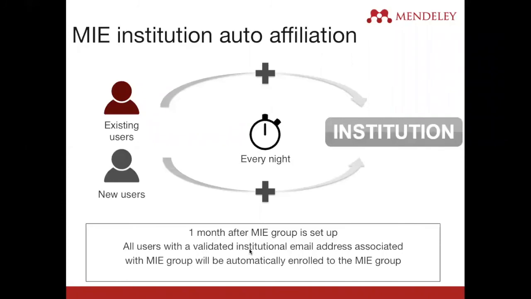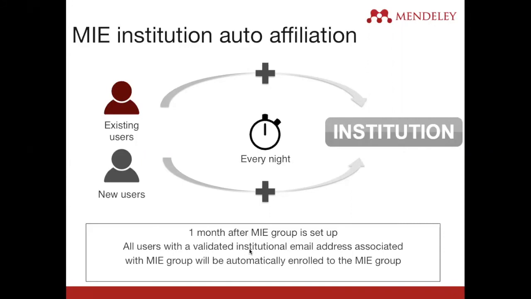User adoption is usually a primary concern for many of our new MIE subscribers. Ensuring researchers adopt a new platform is never an easy task, and it can require a lot of promotion and training. That's why Mendeley Institutional Edition has introduced the auto-affiliation process. With over 5 million users on Mendeley, chances are that quite a few researchers or students at your institute are already using the free version of Mendeley.